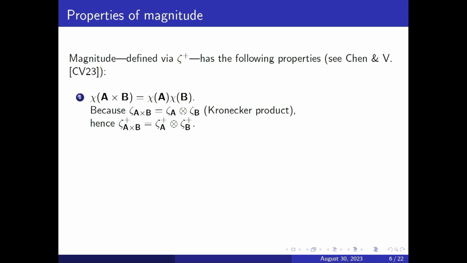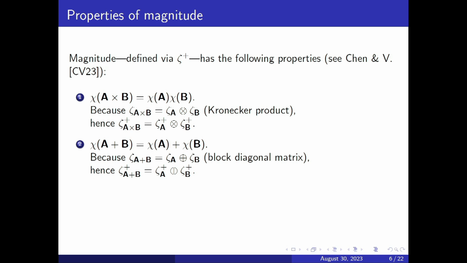And the pseudo inverse of the Kronecker product of two matrices is the Kronecker product of the pseudo inverses. So from that, you get the multiplicativity property. And similarly, there is an additivity property because the zeta function of the disjoint union of two categories is a block diagonal matrix. And then when you compute the inverse, you have this sort of block diagonal inverse.